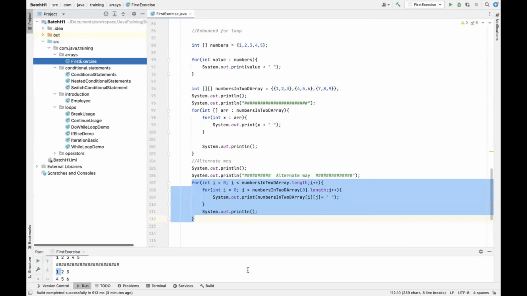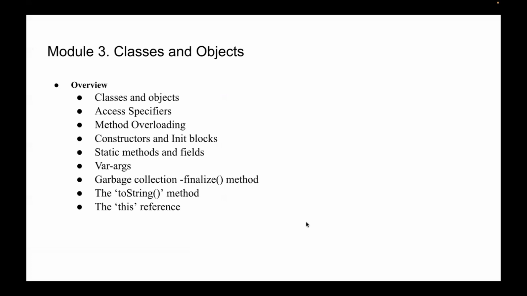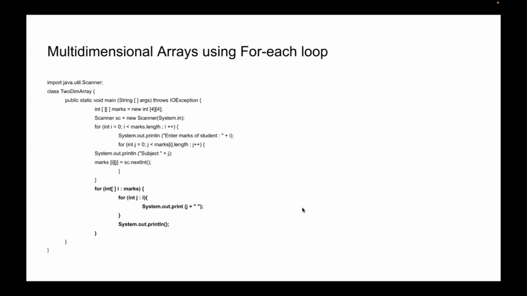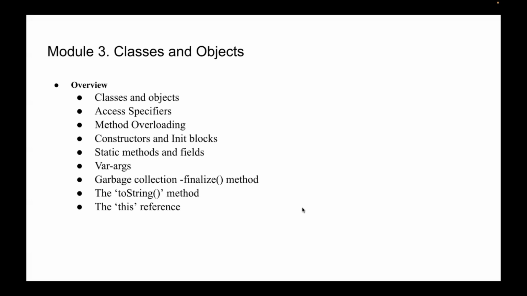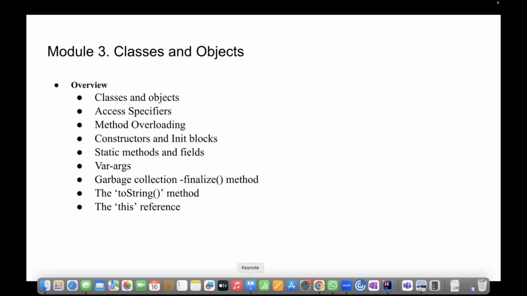So this was about arrays. We'll go ahead with our next topic, that is classes and objects. So what are classes and objects in Java? By objects, we mean the real world entities. Every real world entity, every real world model, we refer to as an object. Suppose we say car. So car is an object, right? And each object will have some states, some attributes, and some behaviors.